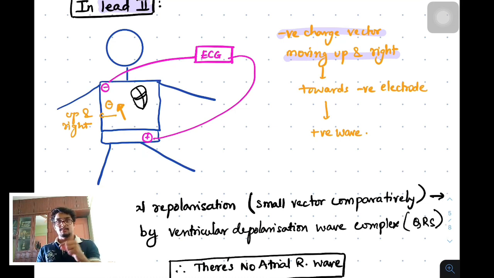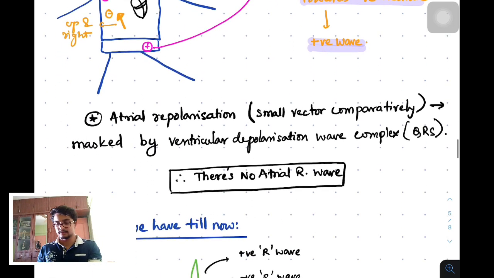Now the repolarization vector, which is a negative vector, is moving towards the negative electrode. Negative moving towards negative will again lead to a positive deflection. So we'll have a positive wave. As I discussed earlier, atrial repolarization is a very small event, so it produces a small vector compared to ventricular repolarization. And when the atrium repolarizes, the ventricle is undergoing depolarization.